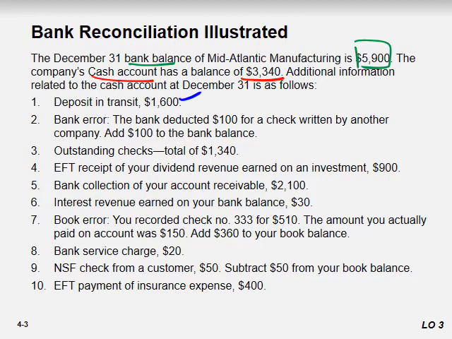We have a deposit in transit, which means we have deposited a check and we await the money to come into our bank account. So that's why the bank account is not showing the balance of 1600, but we already recorded this 1600 in our cash book. Okay, banking error: the bank deducted $100 for a check written by another company. So what is the solution here? We ask the bank to add back our $100, right?